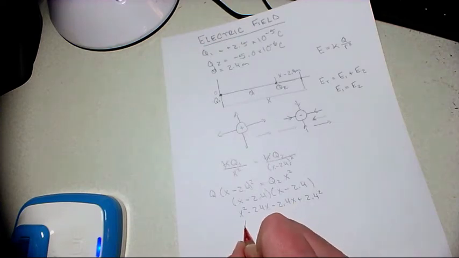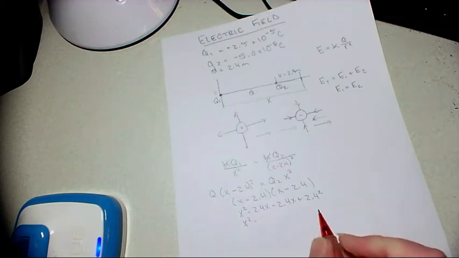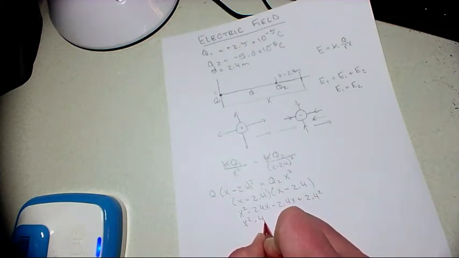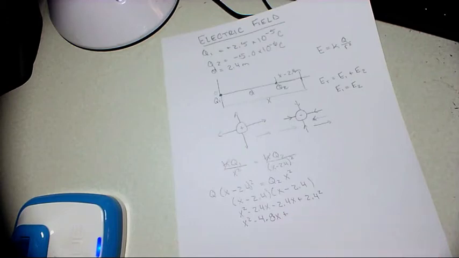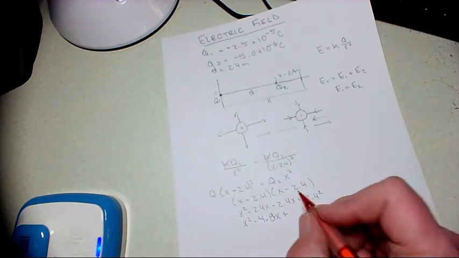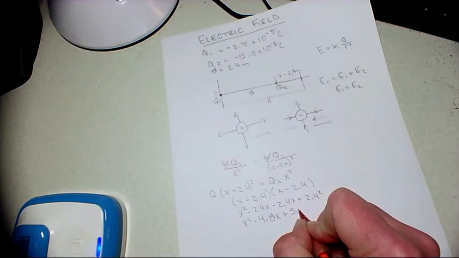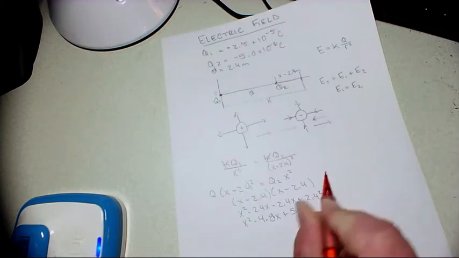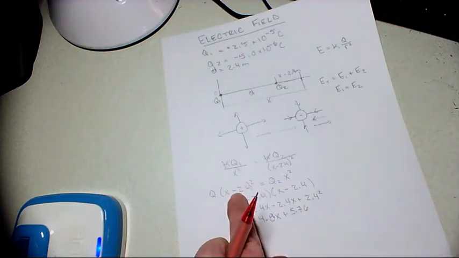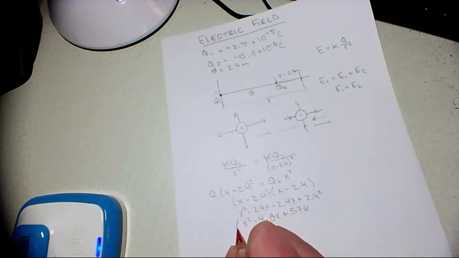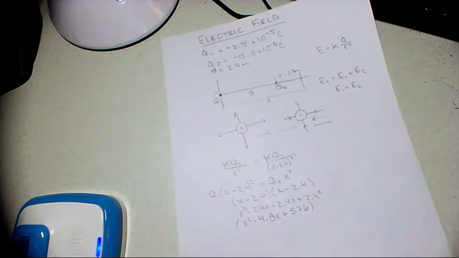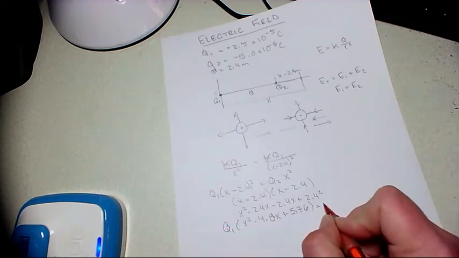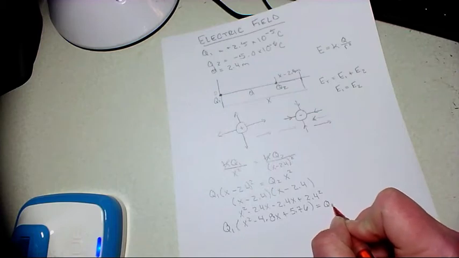And combine our pieces. I just did it differently than I did it when I was looking at it. 4.8x plus 5.76 is what all of this simplifies down to. So all that is from there. And we did that because we have, don't drop my subscripts, a q1 times all of this equals our q2 times x squared.